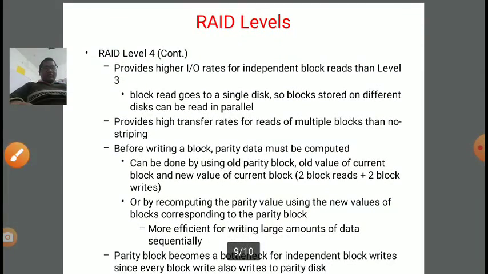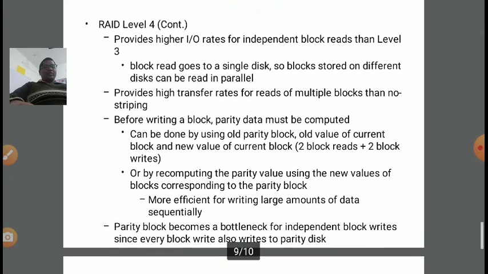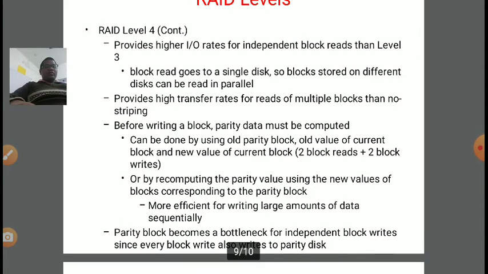Now level 4 provides a higher input output rate for independent blocks than level 3. It provides a higher transfer rate for reads of multiple blocks than no striping. Before writing a block, parity data must be computed. And how to compute the parity data? 2 block reads plus 2 block writes. In this manner, we need to compute the parity block.